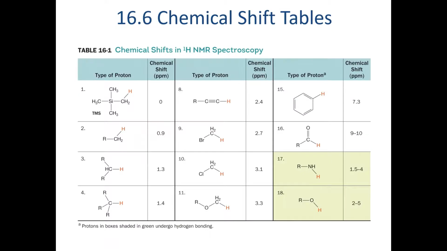Practically speaking, we're always going to use chemical shift tables to give us a reference for what types of peaks we might be looking at. We don't have to come up with these on our own. And so this is the shift table from your book. There are a couple of things to note in each shift table.